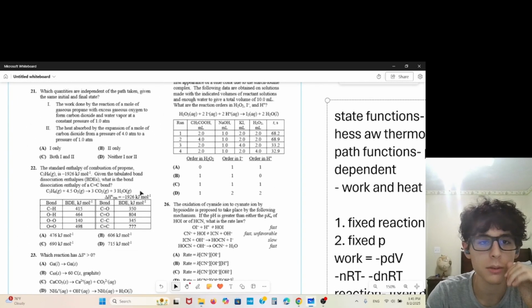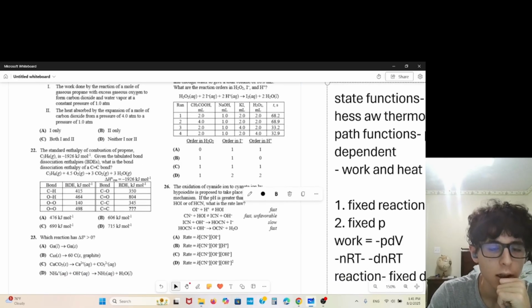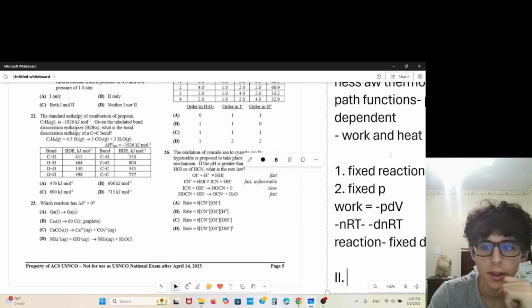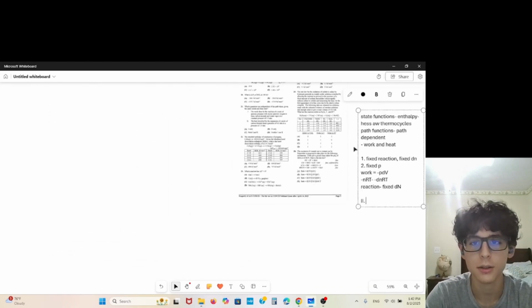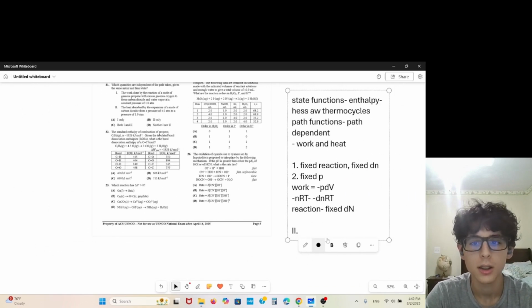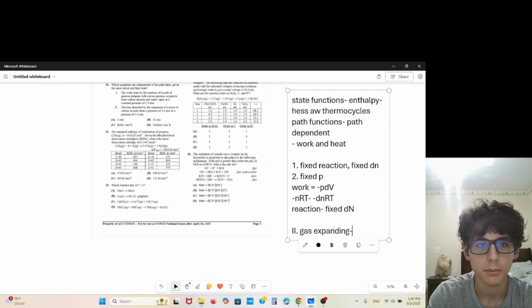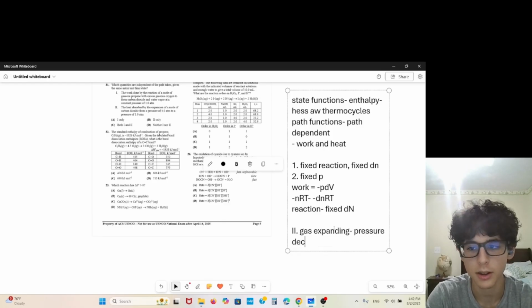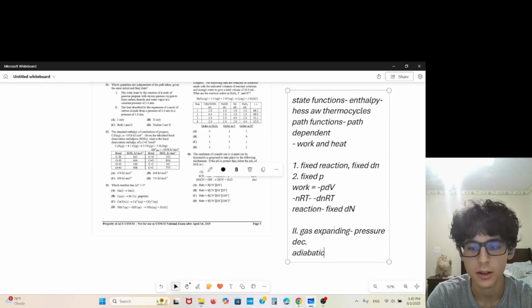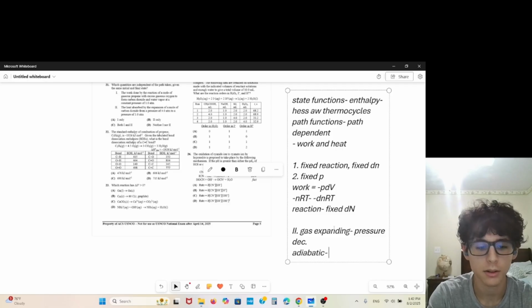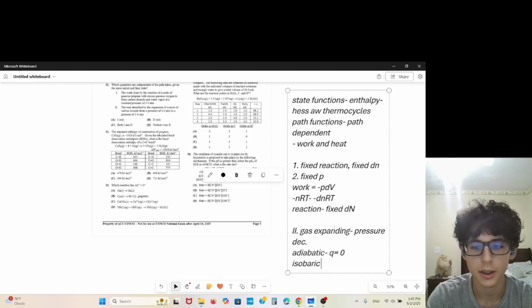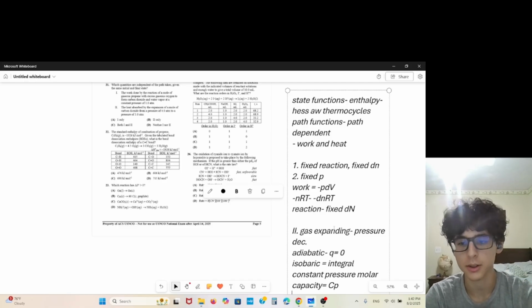And then 2, heat absorbed by the expansion of a mole of carbon dioxide. Well, for this, you don't know how it's happening, right? Because heat works in different ways, right? You have a gas expanding, pressure decreasing, right? So if it's adiabatic, right, it's going to be Q equals 0. If it's isobaric, it's going to be integrated from the constant pressure molar heat capacity, otherwise known as C sub P, right?